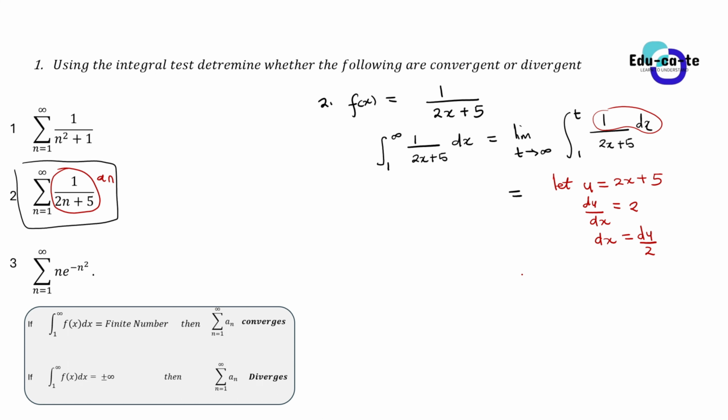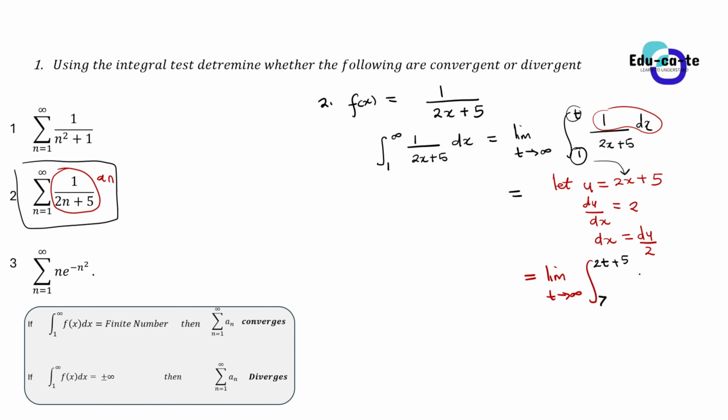So now when you turn around your integral to be in terms of u, this is going to be equal to the limit as t approaches infinity of the integral. Remember, we haven't evaluated it yet. We have just turned it to be in form of u. The lower bound in terms of x was 1, so you are going to substitute 1 where there is x. This is going to give you 2 plus 5, which is going to be 7. And then where there is x, you're going to substitute t as well to change your upper bound. This is 2t plus 5.